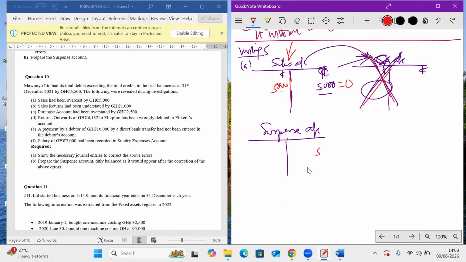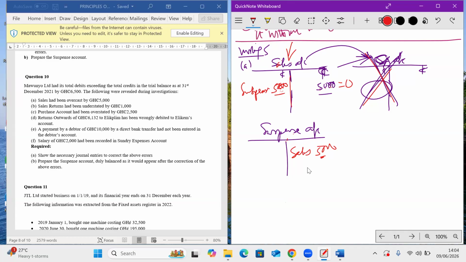So this 5,000, which account is it coming from? In the suspense account, the 5,000, where is it coming from? Sales. Now the 5,000 in the sales, where is it coming from? Suspense. We are using two accounts. You people, pay attention. You are writing tomorrow. I want the 5,000 on the debit side to cancel the 5,000 here, which is the error, and give me 0.